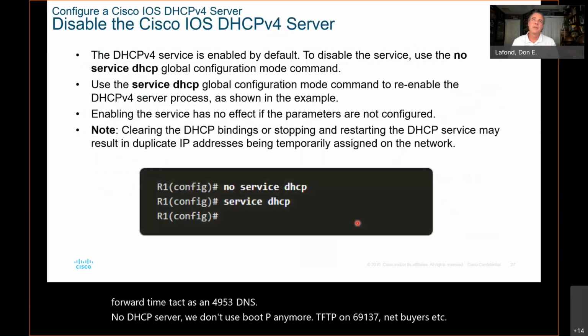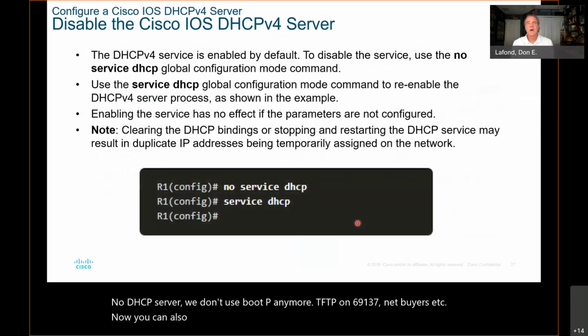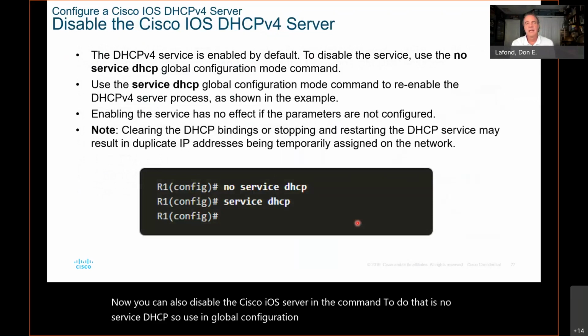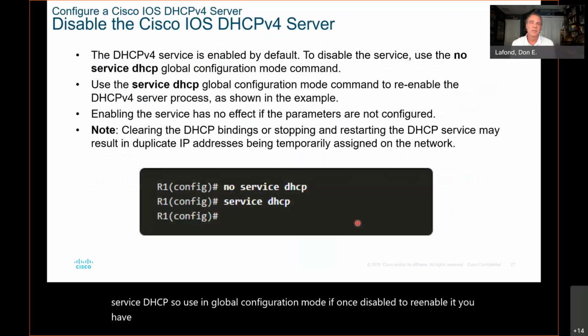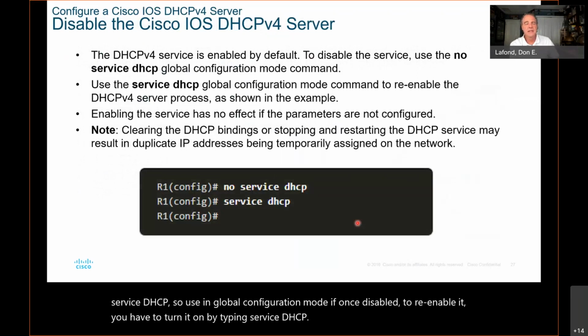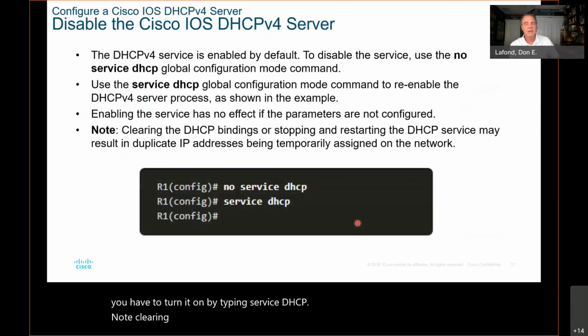Now you can also disable the Cisco IOS DHCP server, and the command to do that is no service dhcp. Use it in global configuration mode, and once disabled, to re-enable it, you have to turn it on by typing service dhcp. Note, clearing the DHCP bindings or stopping and restarting the DHCP server may result in duplicate IP addresses temporarily assigned to the network.